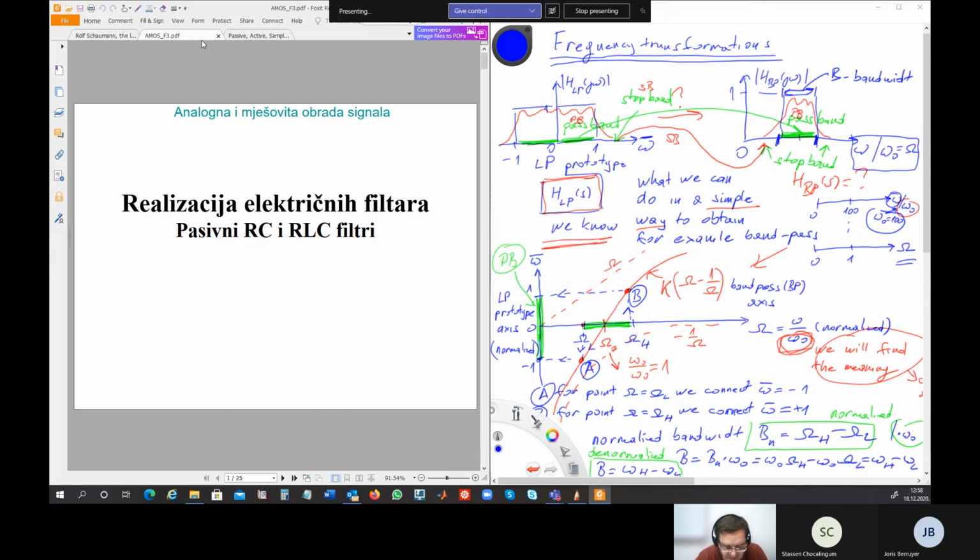Next lecture will be about realization of passive electrical filters. And this is something that we will do after New Year. So for now, I think you have enough material to learn. And we will continue on the Thursday after New Year. I will put up a call for the lecture, so you will find it. And then we will see each other in the new year.